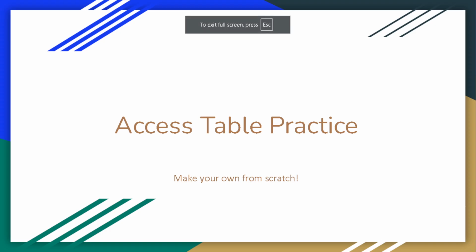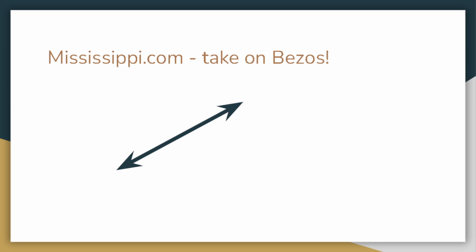We're going to build a few tables because we're going to build Mississippi.com. We're going to beat out Amazon.com. We're building our own e-commerce store. Here we go. We're going to first build a table of the products we're going to sell.